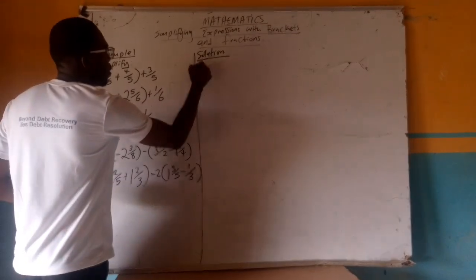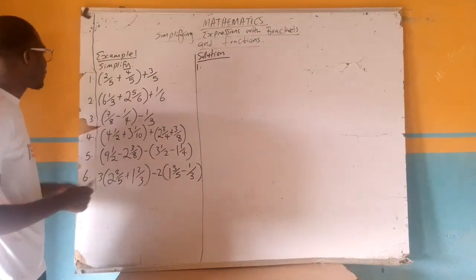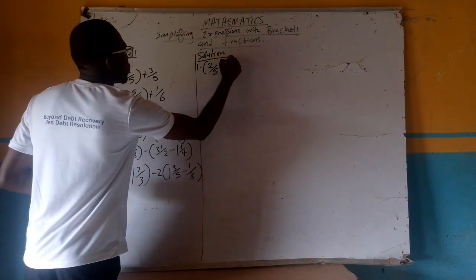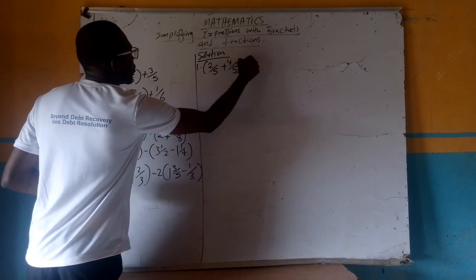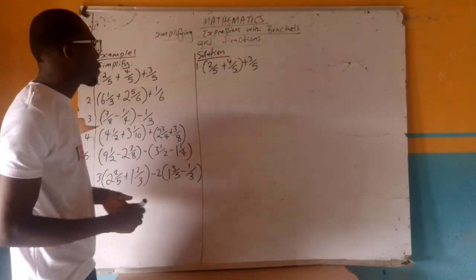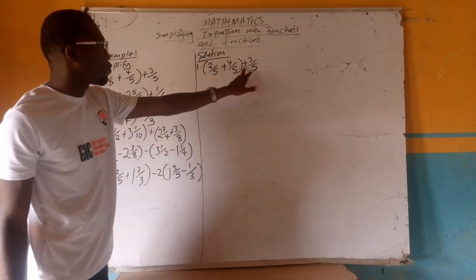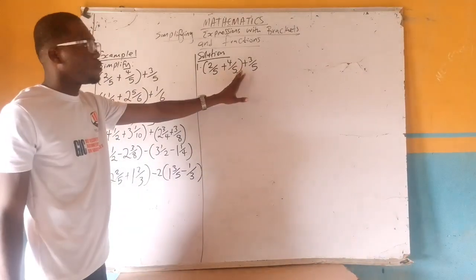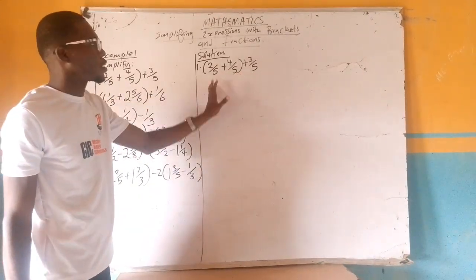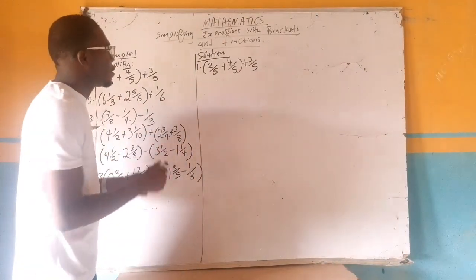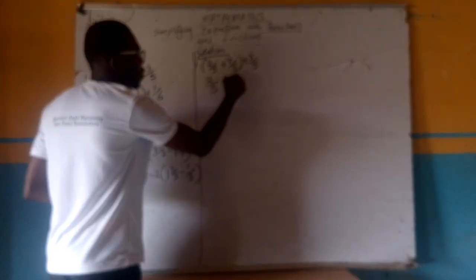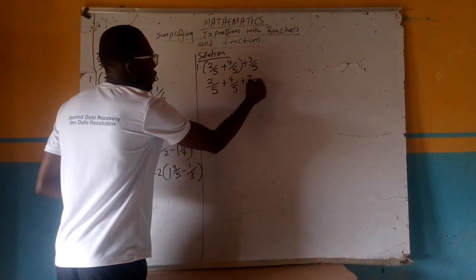I'm going to start with number 1. So number 1 here, we have 2 over 5 plus 4 over 5, then plus 3 over 5. Now, this one is not something that is difficult, okay? Since all of them have plus, plus, that's positive, positive, it is possible for us to remove the brackets and solve the fraction normally. So we'll be having something that looks like this: 2 over 5 plus 4 over 5 plus 3 over 5.